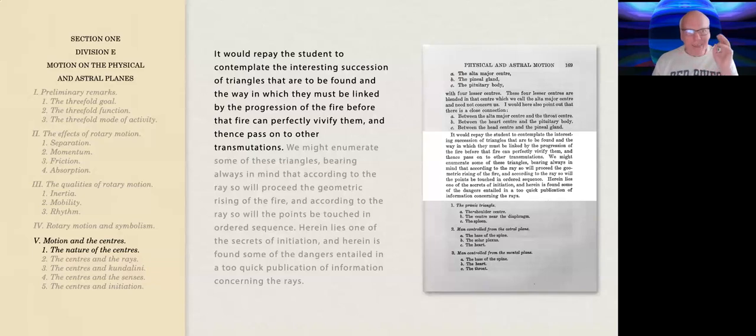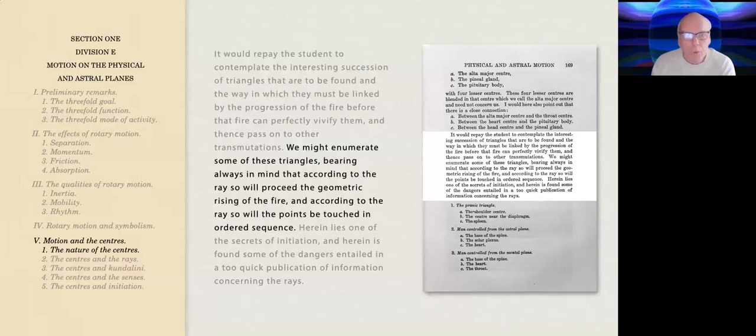It is, we're here told, this Kundalini fire that links, activates, and vivifies the triangles that he is about to list. Okay. Next up, we might enumerate some of these triangles, bearing always in mind that according to the ray, so will proceed the geometric rising of the fire. And according to the ray, so will the points be touched in ordered sequence. We touched on the concept of the geometric rising of the fire during our study of the raising of the Kundalini, though no specifics are allowed to be given out.